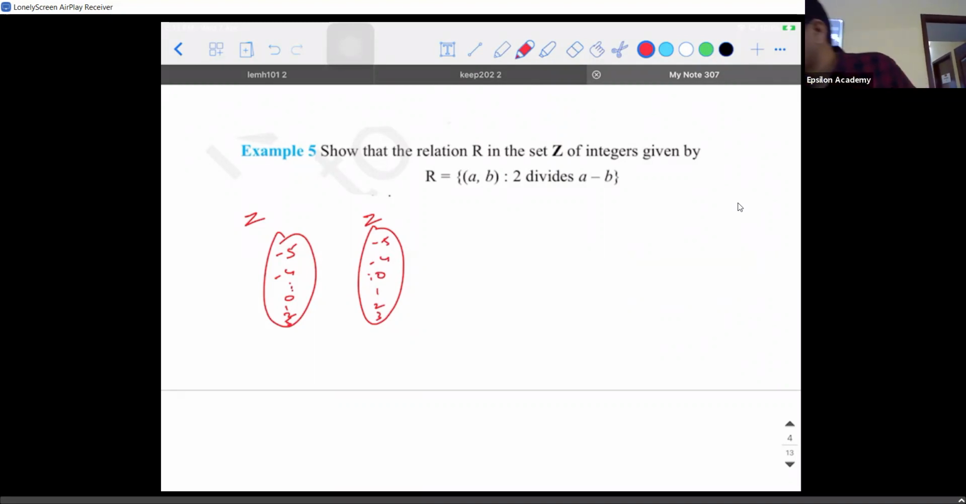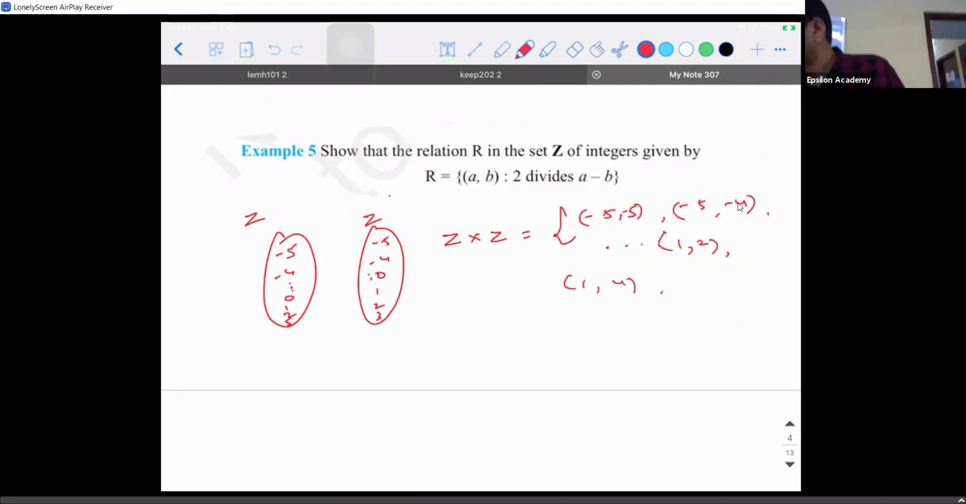So what is going to be the Cartesian product, set cross Z? Obviously, I can think of (minus 5, minus 5), (minus 5, minus 4), and it keeps on going like this. I'll randomly write (1, 4), (1, 5). I hope this part is clear. From this Cartesian product, you need to pick certain ordered pairs such that they satisfy the condition: when you subtract the second element from the first element and divide by 2, the remainder should be 0.